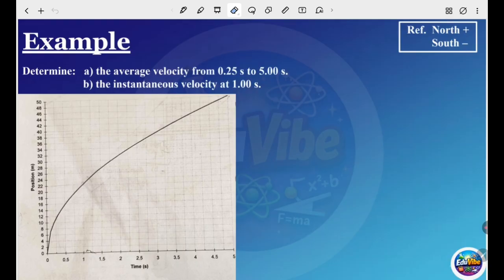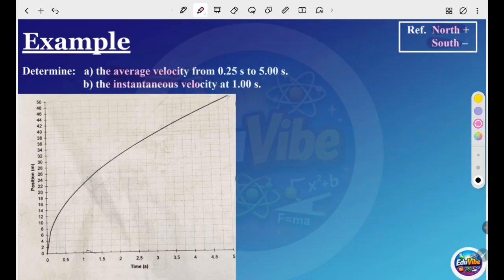So we have an example for this, as I told you. We will focus on this example, but one thing to note is the reference for this: south is negative and north is positive. So let's focus on this example. We have to find the average velocity and the instantaneous velocity.